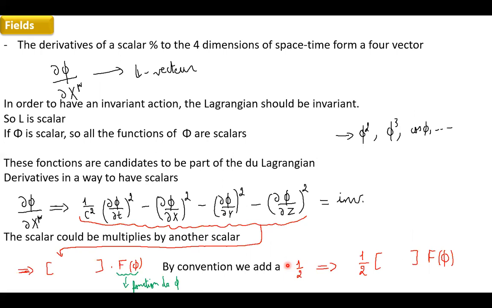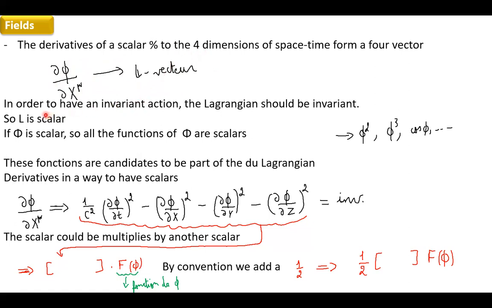Okay, the derivatives of a scalar, of course, with respect to the 4 dimensions of space-time, form a 4-vector. So when you calculate the partial derivatives of phi with respect to x mu, meaning with respect to t, x, y, and z, these 4 partial derivatives of the scalar phi will also form a 4-vector, with 4 coordinates that are the partial derivatives of phi with respect to each one of the 4 dimensions.